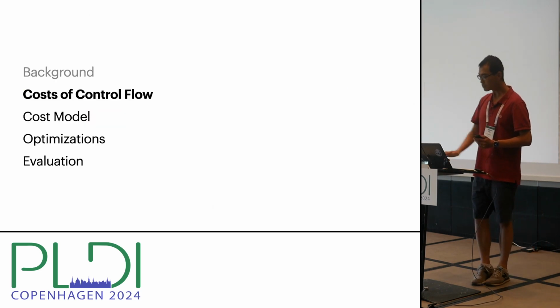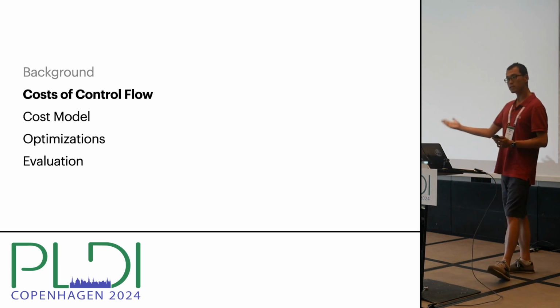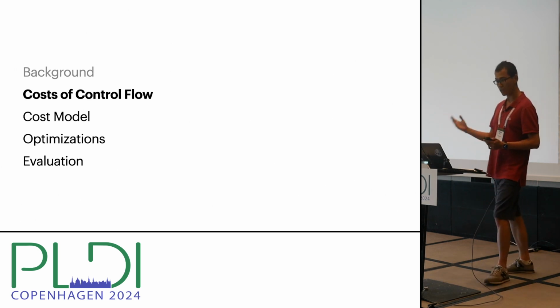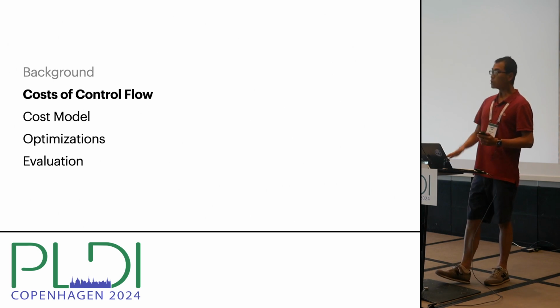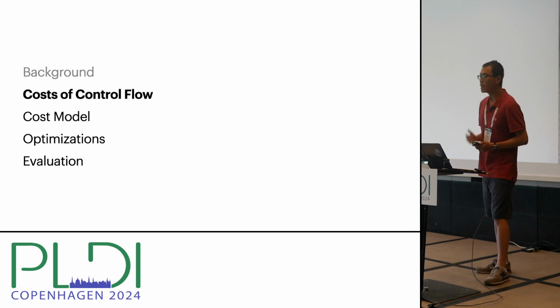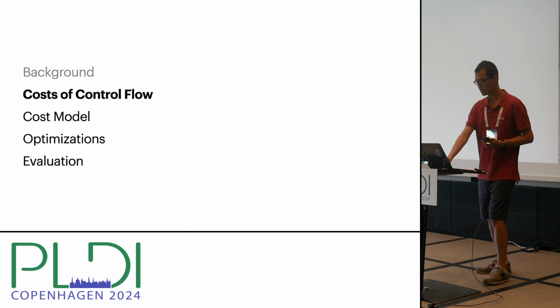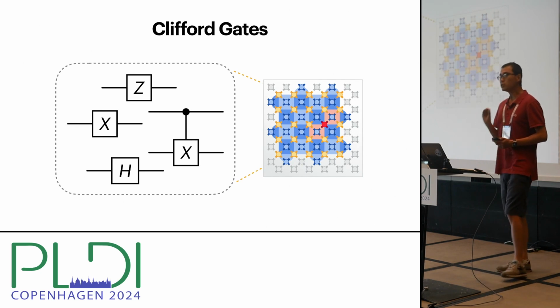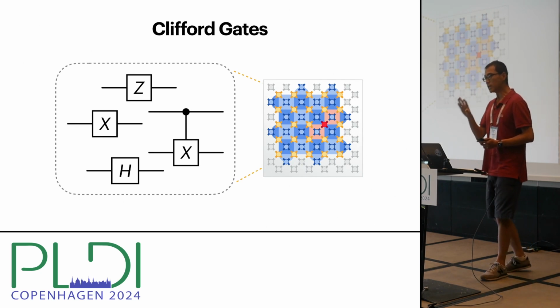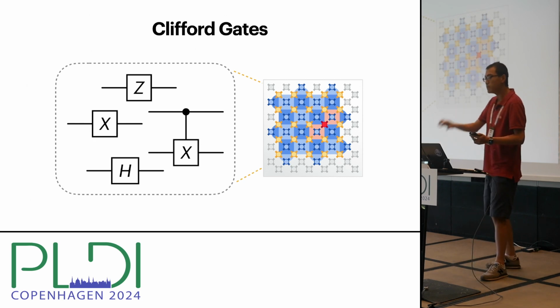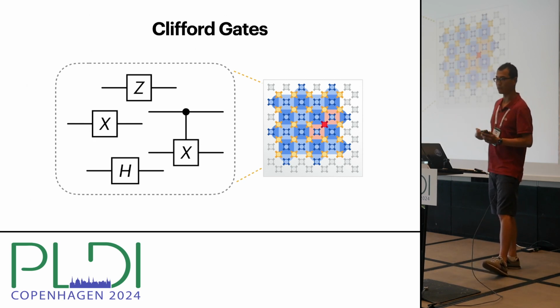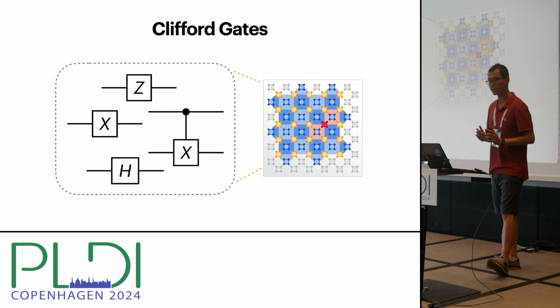All right, so that was all the background. Let's get to the main subject, which is the cost of control flow. So the question that we need to consider here is, how do we actually get a program to run on an error-corrected quantum device? Well, the chief thing that we need to do there is to take every logic gate in the program and find some physical way of realizing it as little physical operations on that error-correcting code.